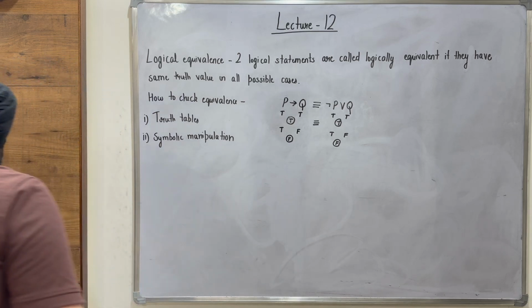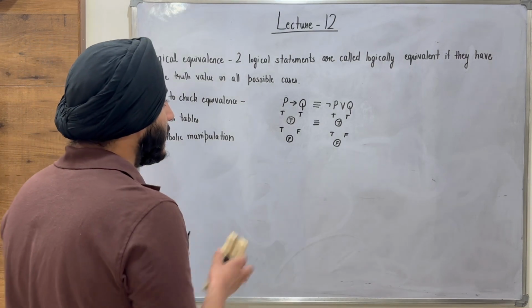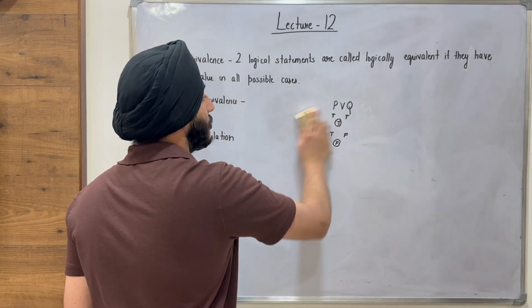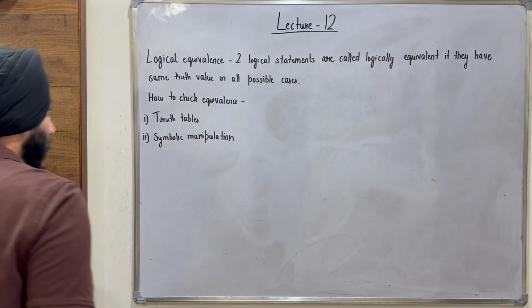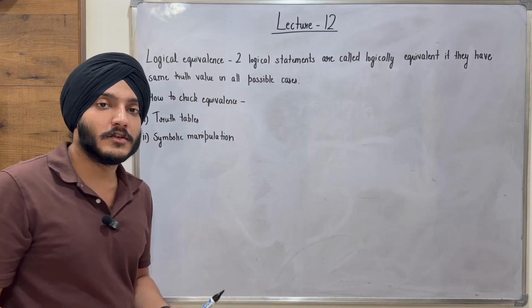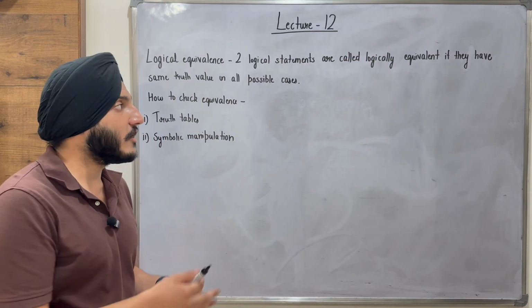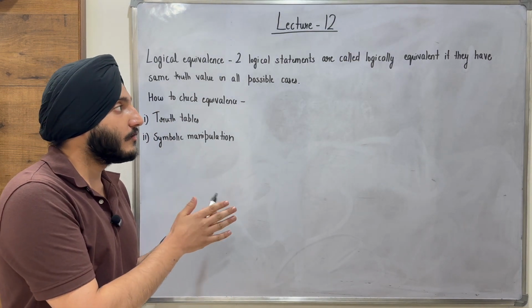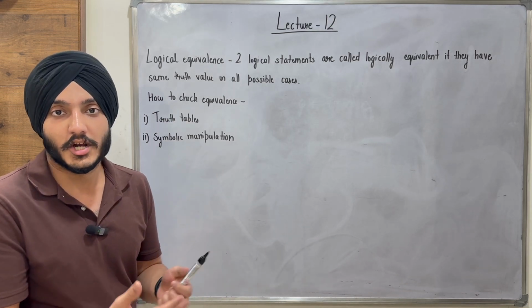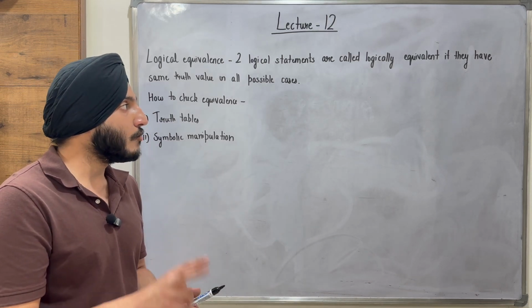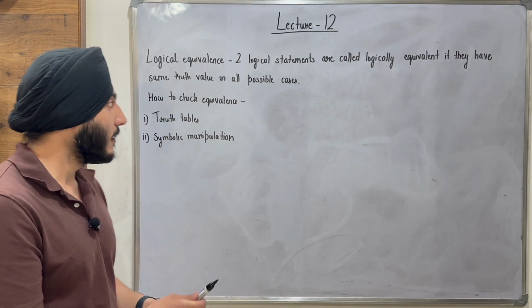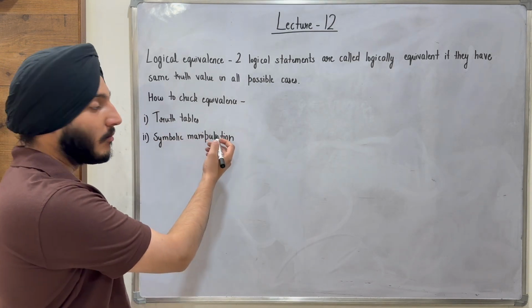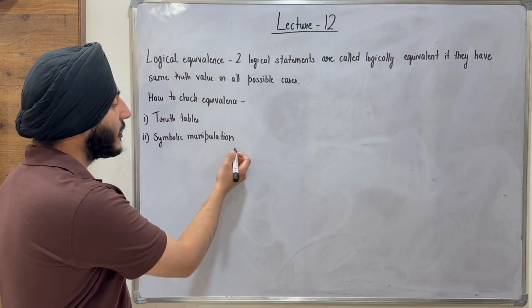Now, thing is that we need to check the logical equivalence, right? That is going to be very important to understand. So this is a very important question that you could get in your exams, or in general, you could be asked if the two statements are logically equivalent, right? So we have two ways of finding out whether two logical statements are equivalent or not, right? One is using the truth tables, and the second one is the symbolic manipulation.